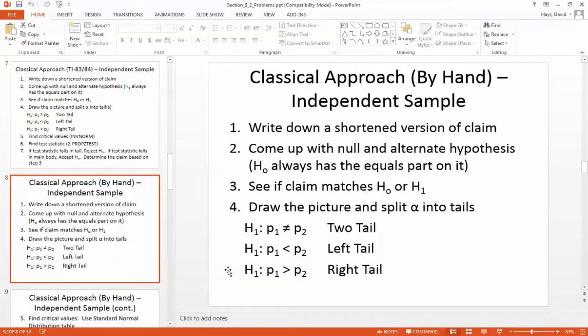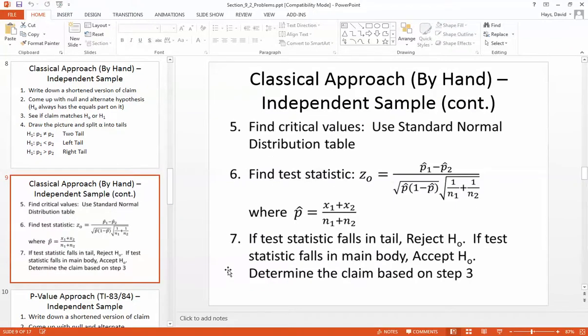Here's how to do the classic approach by hand with the independent sample. There's page 1 of it, and here's page 2. And again, we're not going to do it. This video is focusing on the p-value approach using TI-83, TI-84.